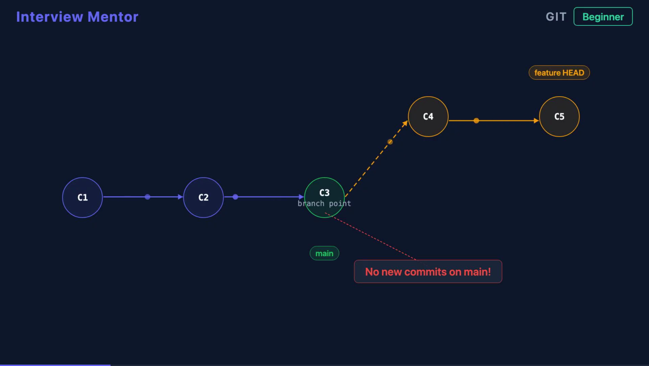Here is the key. While you're working, nobody pushed any new commits to main. Main is still sitting at C. Your feature branch is directly ahead of main with a clean, unbroken line connecting them.